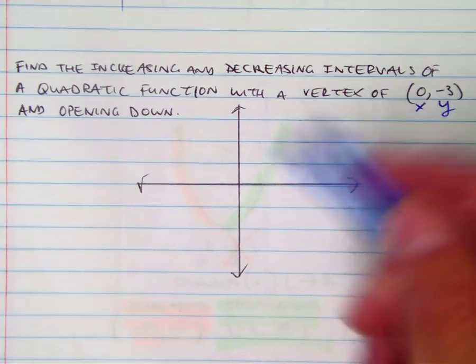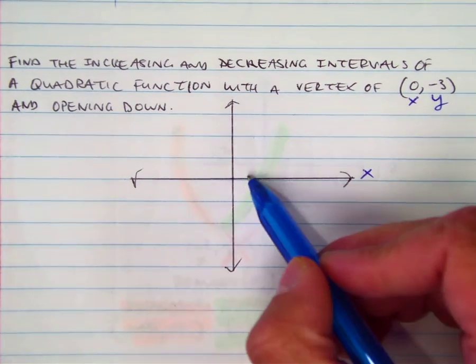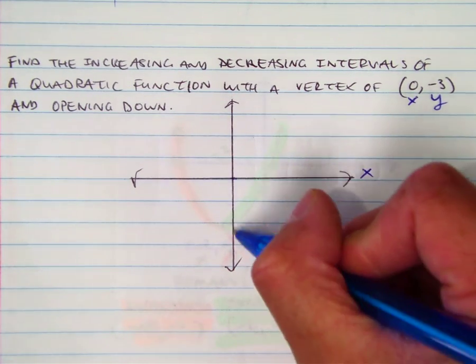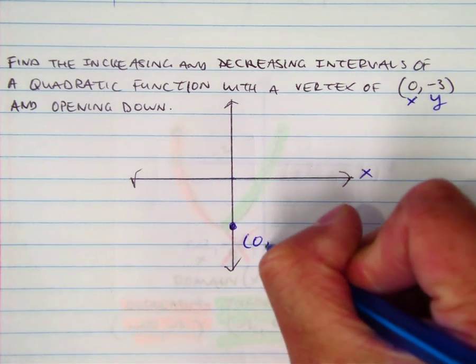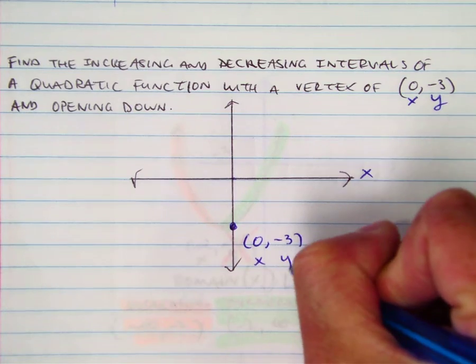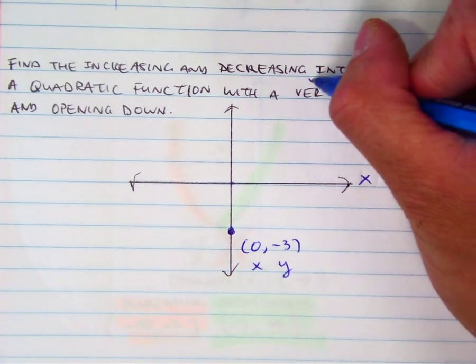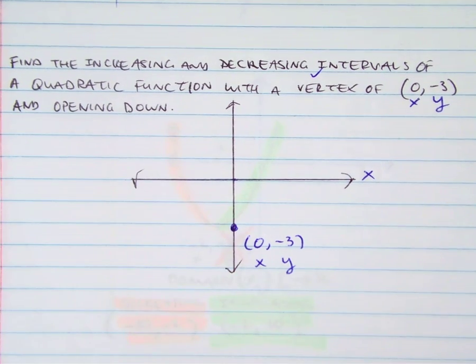So if I graph this, on my x-axis I have 0, which is at the origin, and -3, which means I go which direction, class? Down. So there I have (0, -3). I like to put check marks so I know that I've done that. And now I need to draw a graph that is opening down.